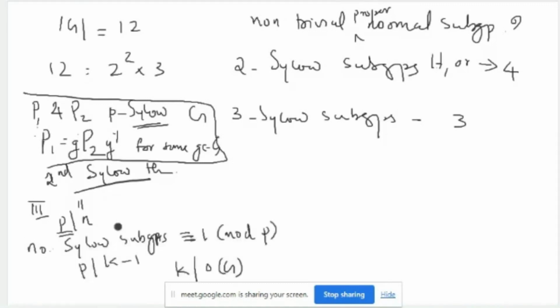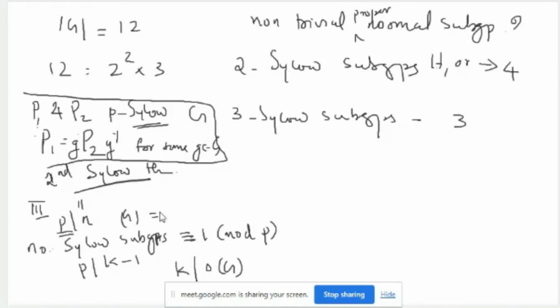So for the group we are considering, the order of G is N, and P divides N. It has a Sylow P subgroup. And how many such subgroups are there? The answer gives some information regarding the number of Sylow subgroups. That number is a divisor of the order of G and should be congruent to 1 modulo P. That means it minus 1 is divisible by P.